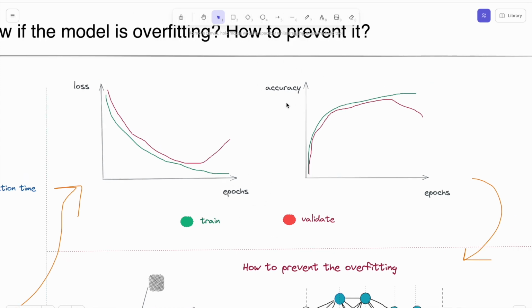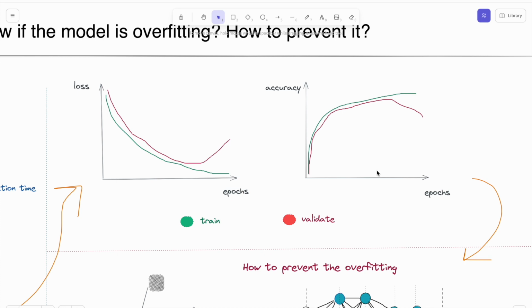This is the same for the accuracy. For example, you can just observe the train accuracy and validate accuracy values. As you see, they are all increasing together, but after this point, the validate accuracy value started to decrease. So we can easily say that at this point, the model started overfitting.